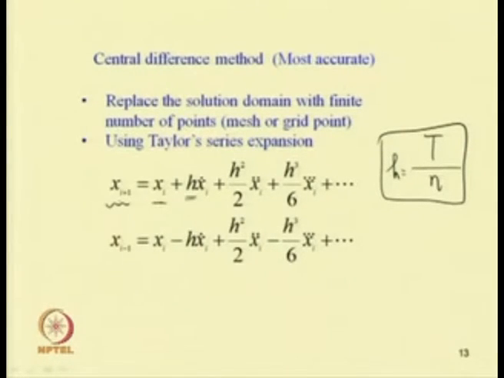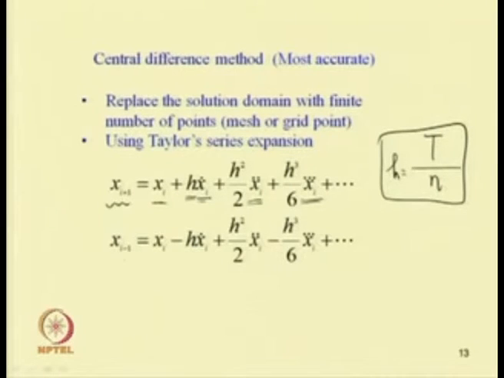So, here x i plus 1 will be equal to x i plus h x i dot. This is the velocity term in the ith iteration, then h square by 2 x i double dot, this is the acceleration term, plus h cube by 6 x i triple dot and the higher order terms. So, one can take up to the second order term or one can keep up to the third order terms to find this x i plus 1.